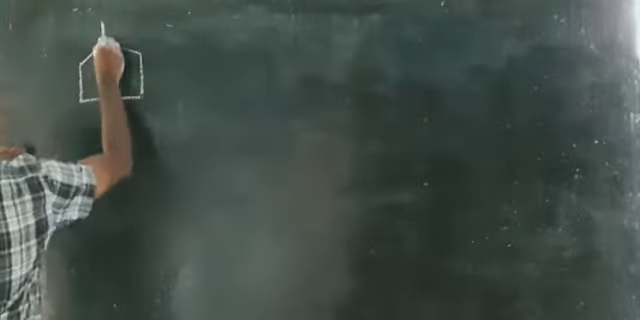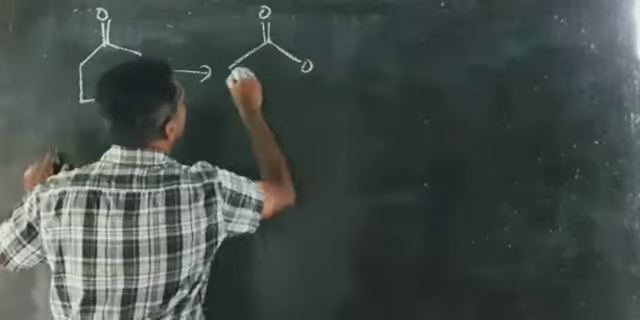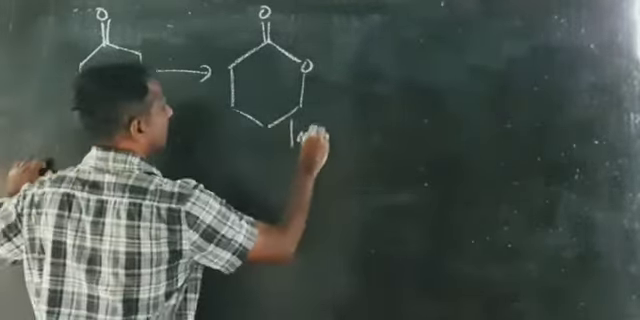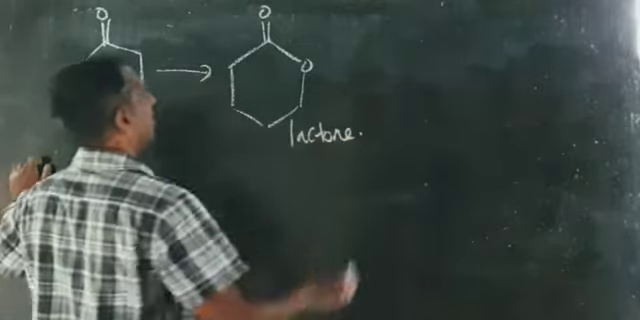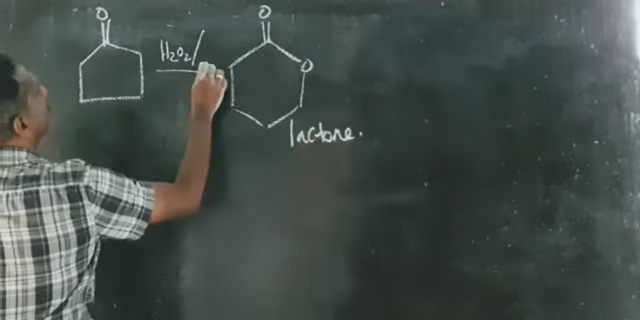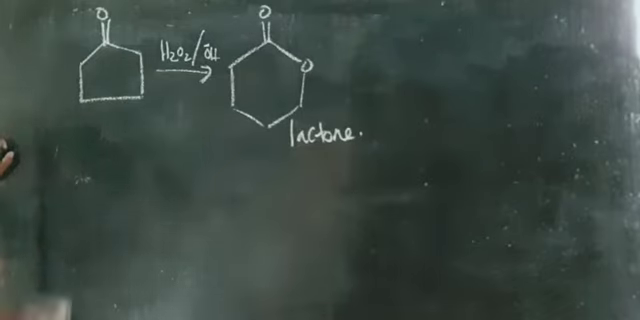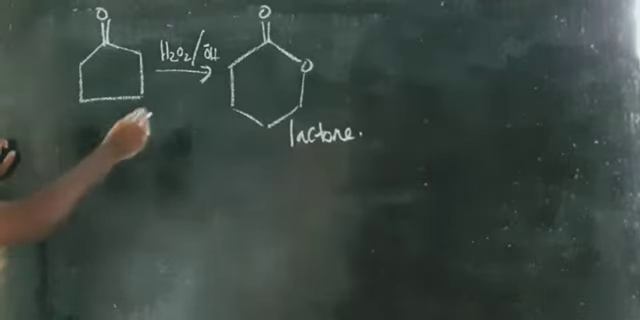Okay. Look at it here. The conversion of double bond O to this is lactone. Lactone. Okay, that means you see H2O2 in basic medium. When you look at the reagent, you must know that this rearrangement is Baeyer Villiger rearrangement. So let us go through the mechanism of this rearrangement.